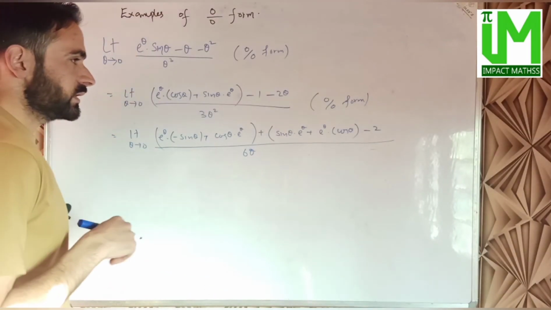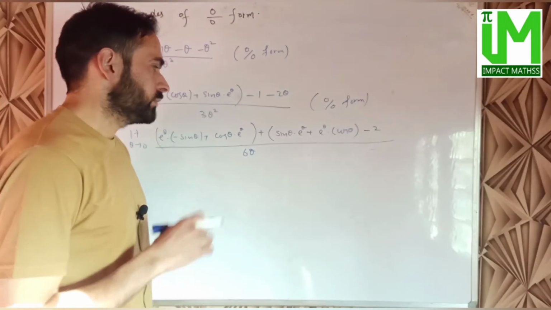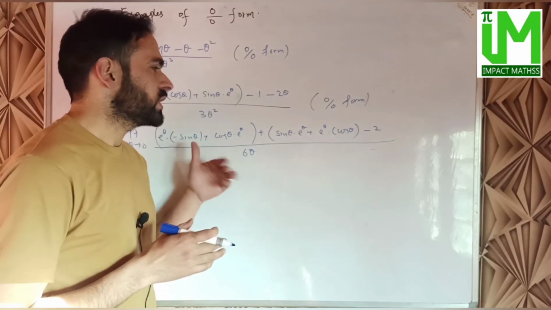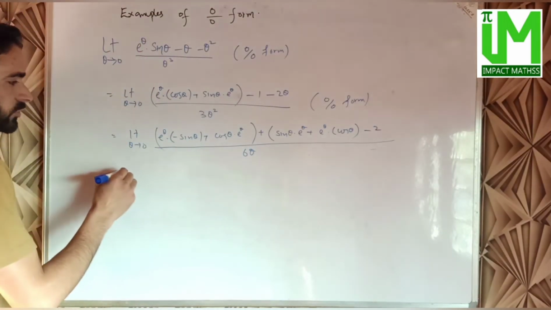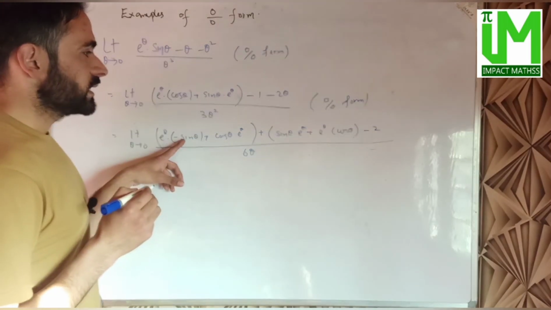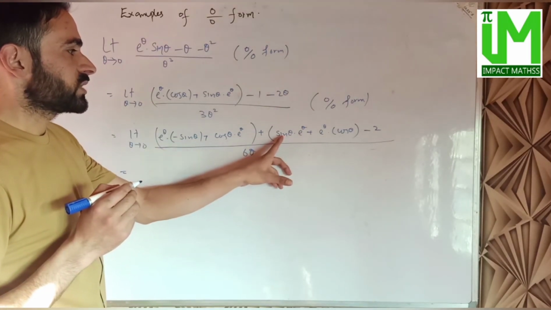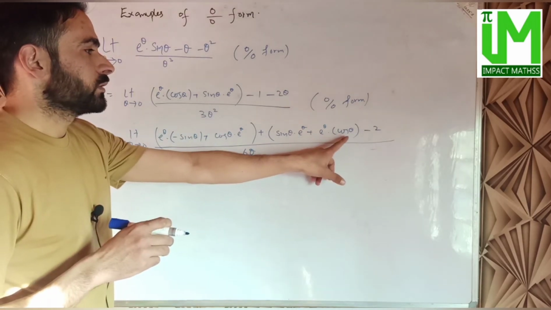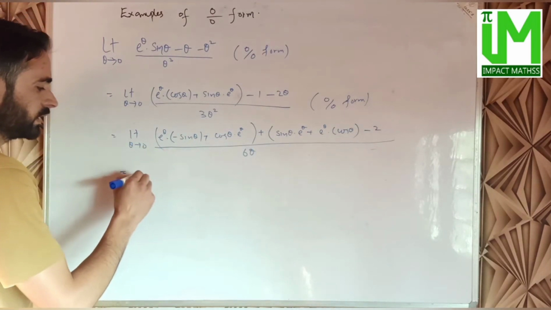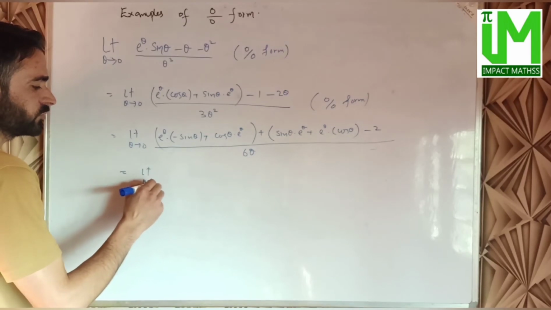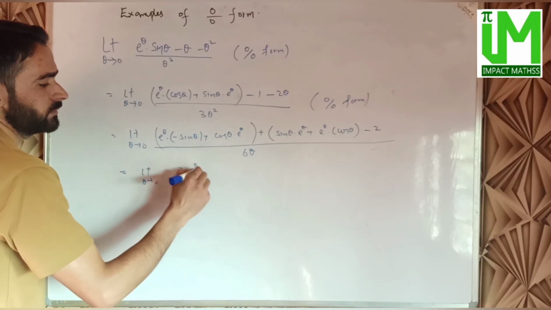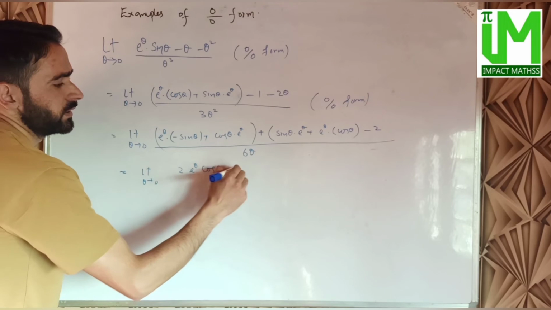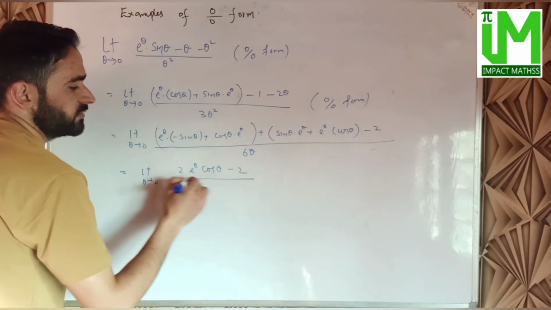Again we will check whether this is an indeterminate form or not, but before proceeding we will first try to simplify this. So it will be e to the power minus sin theta, यहाँ पे e to the power sin theta, but that is plus, so it will cancel out. e to the power cos theta, so that means it will be limit theta tends to 0 twice e to the power theta cos of theta minus 2 divided by 6 theta.